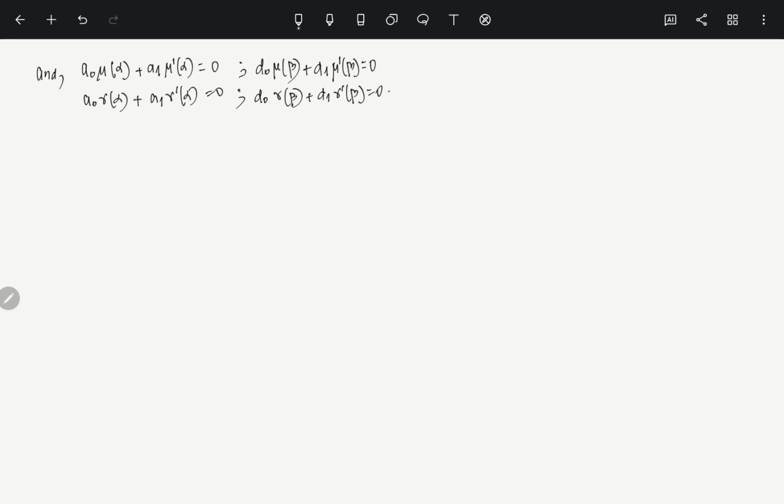Is it okay? So those two conditions are fine. Now you remember we did that Lagrange identity, right? Exactly the same Lagrange identity, we are going to use it here. So what we are going to do is this.